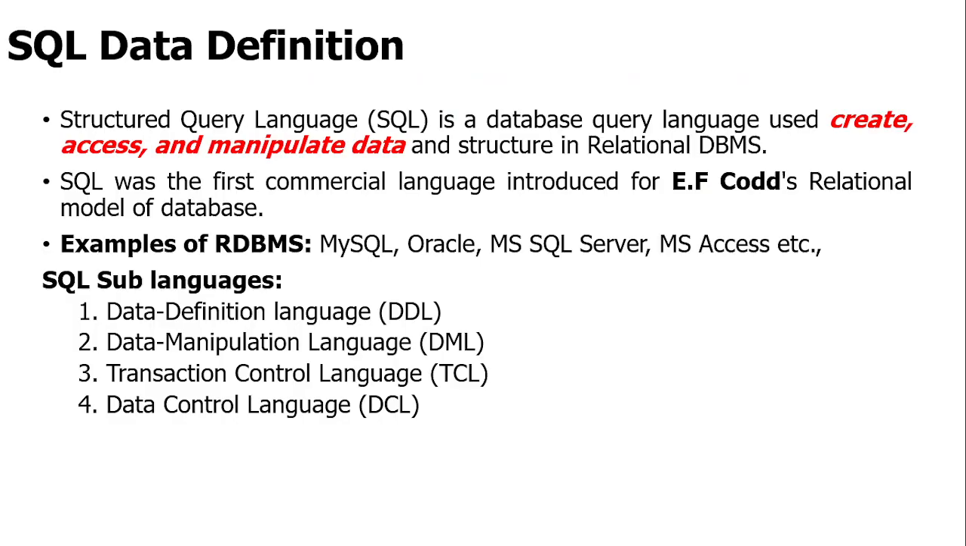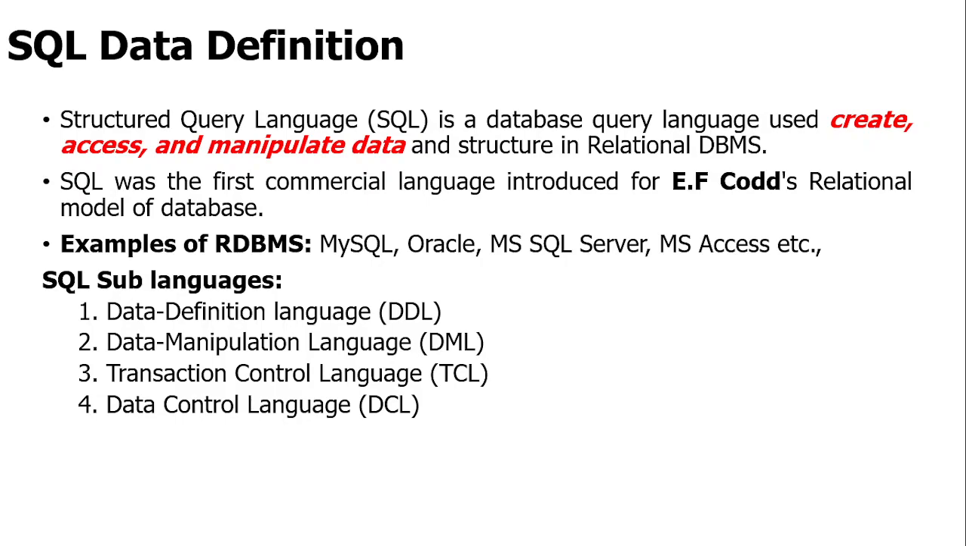SQL data definition. Structured query language is a database query language used to create, access, and manipulate data and structure in relational database management systems. SQL is the first commercial language introduced for the relational model of database. Examples of RDBMS include MySQL, Oracle, MS SQL Server, MS Access, etc.